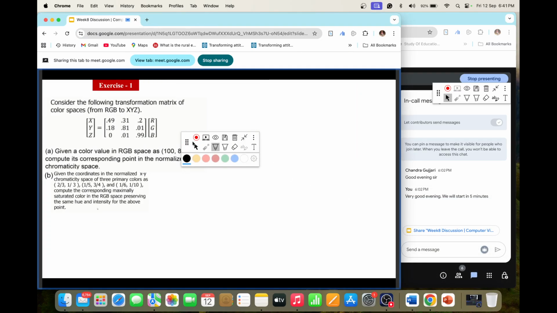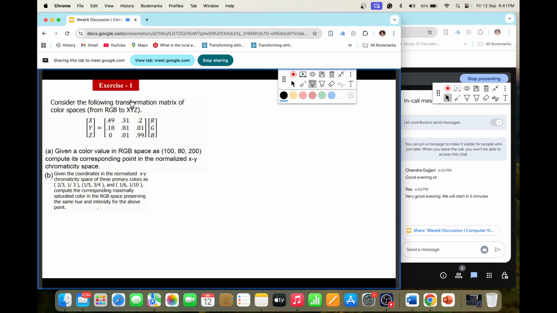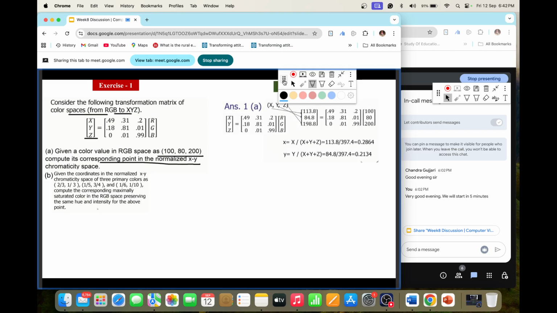Yeah, so this is the question. Consider the following transformation matrix of the color space from RGB to XYZ. Given RGB values 180 and 200, compute its corresponding point in normalized xy. So it is very easy. First, from RGB we will calculate XYZ, and once we have XYZ, we can easily calculate the small x and small y.